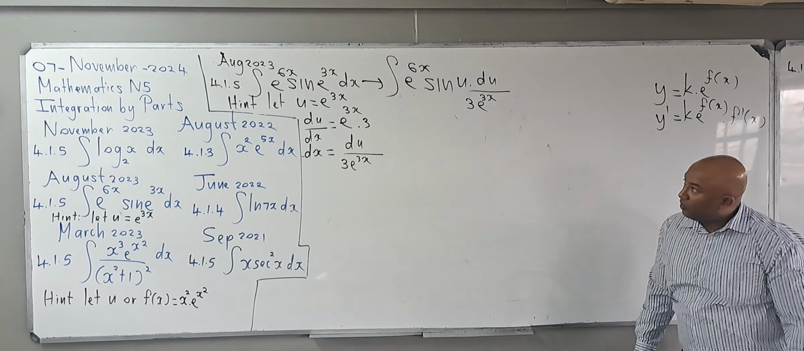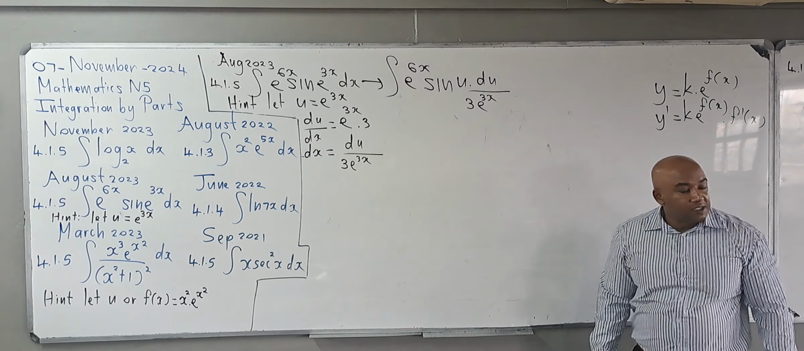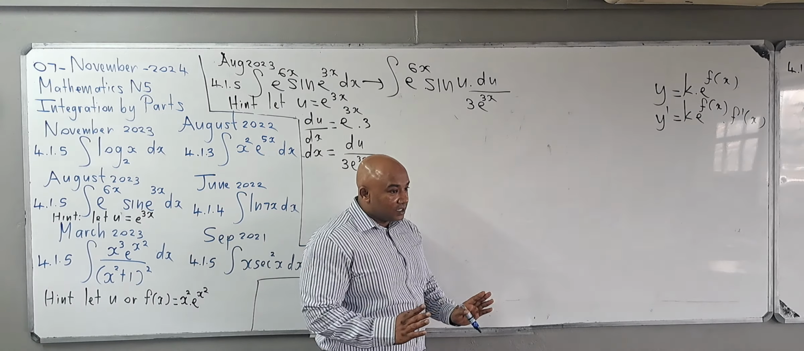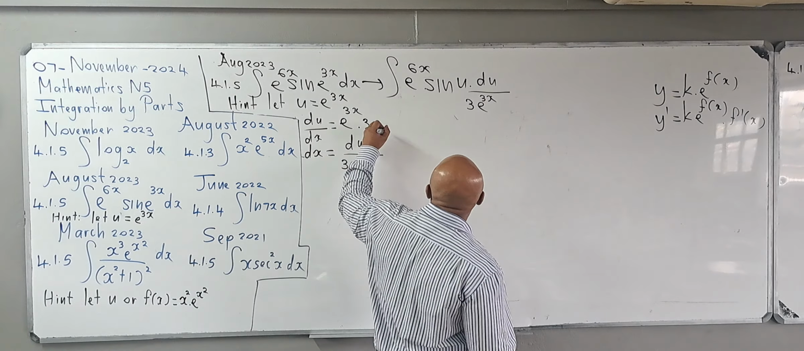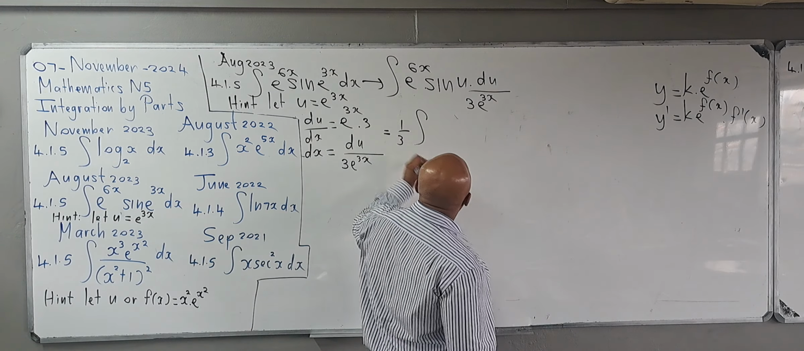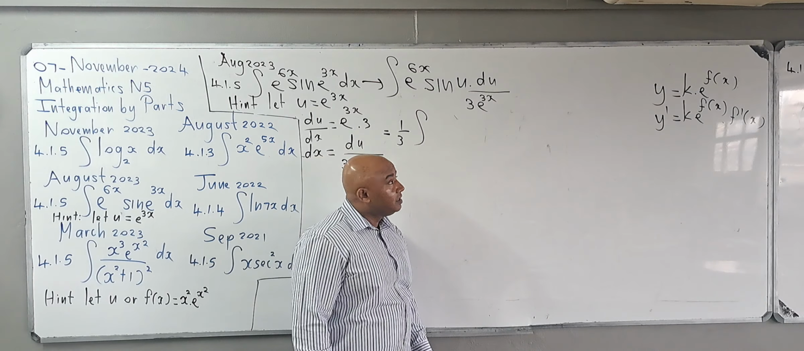Okay, now what do you notice? What can happen here now? Remember, you have a constant. Let's deal with the constant first. The constant is your 1 over 3. You write it there. You're clear with that?